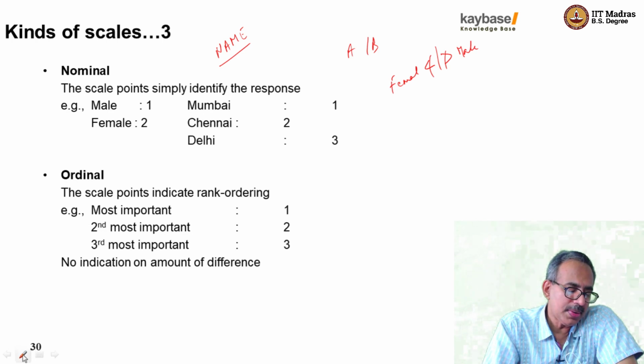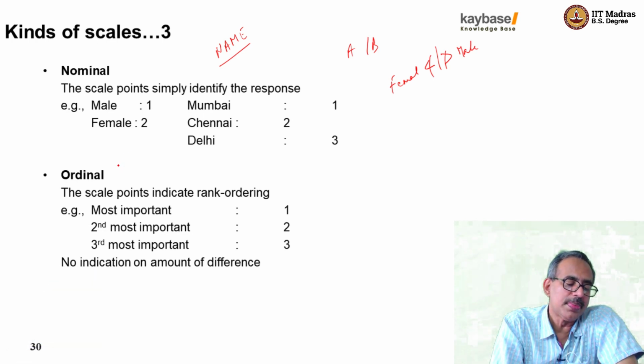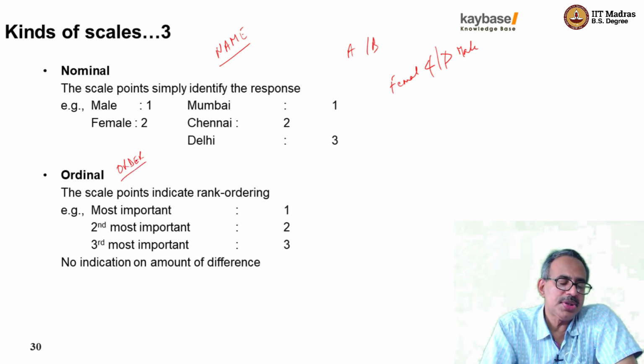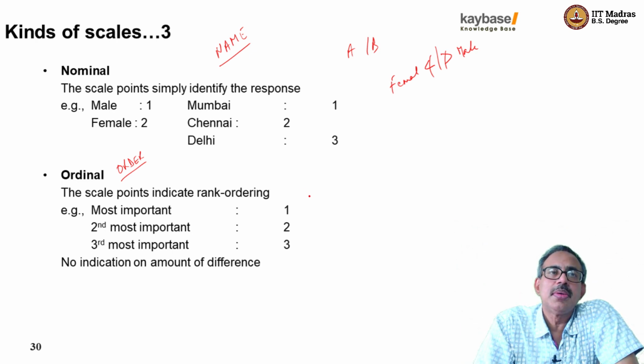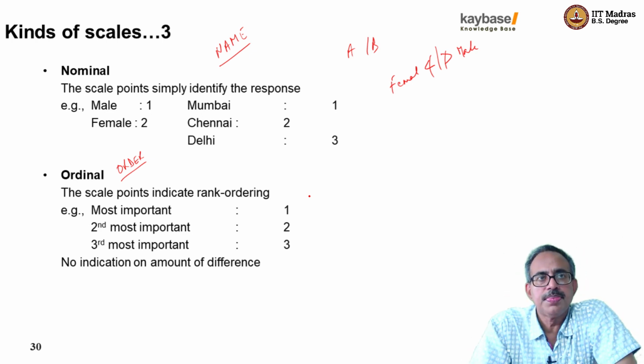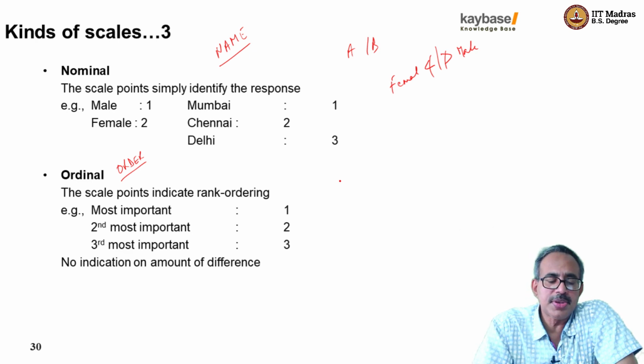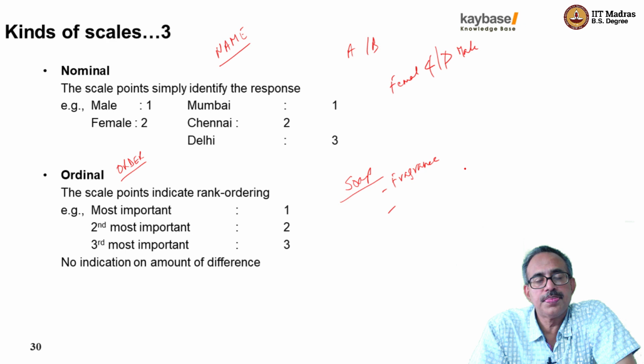Ordinal scale is about ranking, order. So this is the most important parameter. Which are the three most important parameters for you when choosing biscuits or soap? Let's say you're buying a soap. What are the important parameters when you're buying a soap? Smell. Shall I call it fragrance? Fragrance, yeah. Okay. It should not be harsh on the skin. Okay.